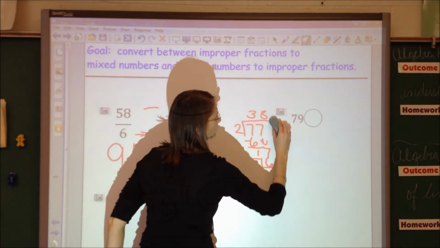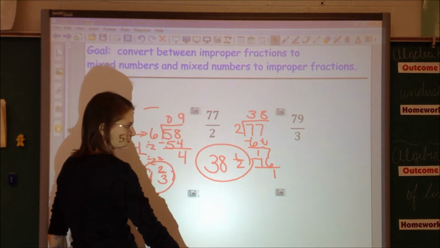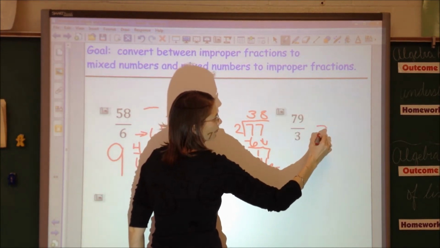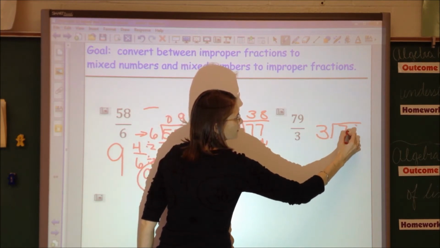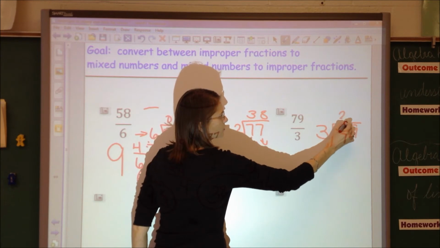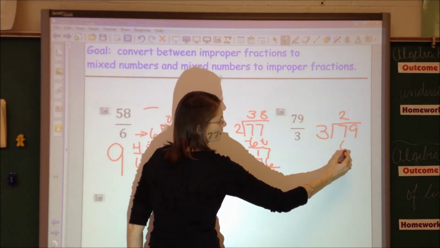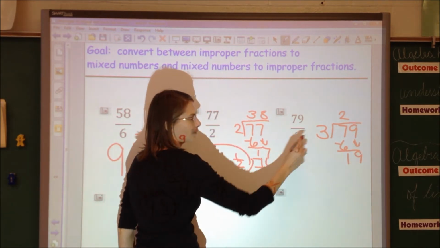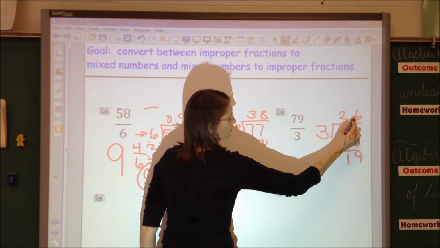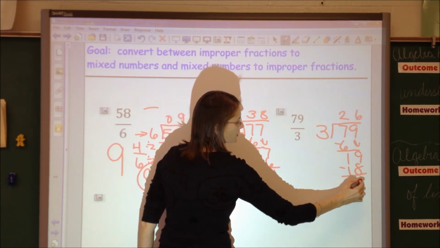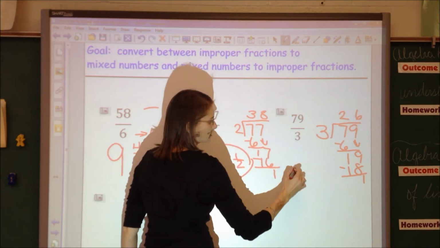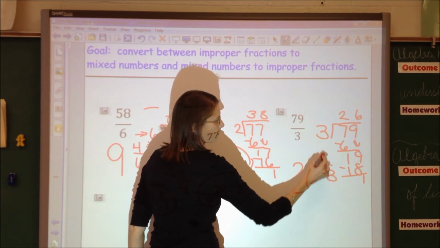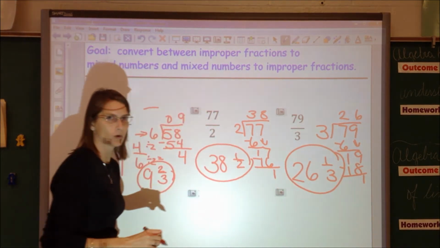Here's my last one. 79 thirds. Numerator is bigger than the denominator. We can't have that. It'll squash them. So we're going to dump truck it over, and we divide 3 into 79. 3 goes into 7 2 times. 3 times 2 is 6. Subtract it, I get a 1. Drop down my 9. 3 goes into 19 6 times. 6 times 3 is 18. Subtract it, and I get a 1. So it went in there 26 whole times. There was 1 left over out of the 3. 26 and 1/3.